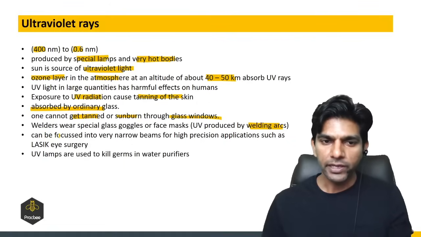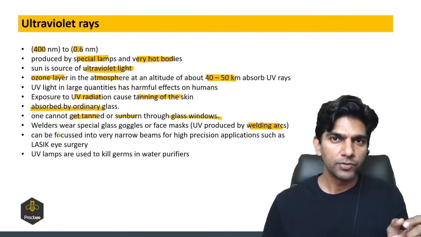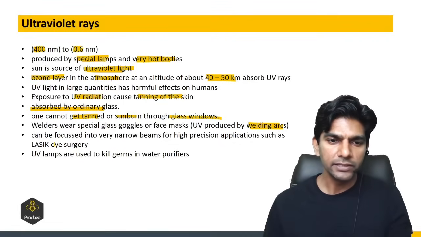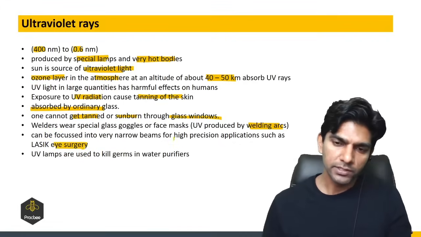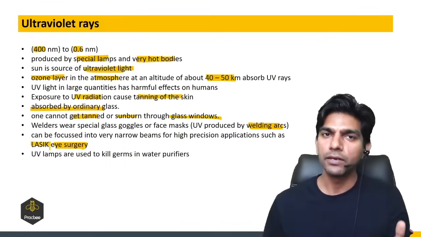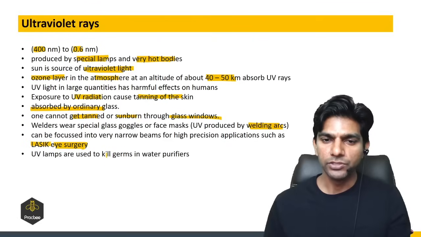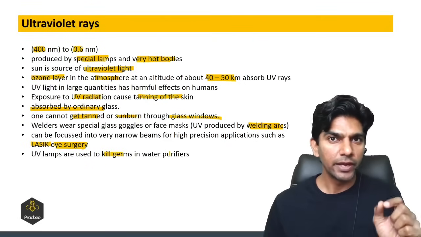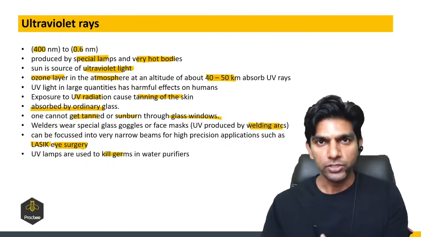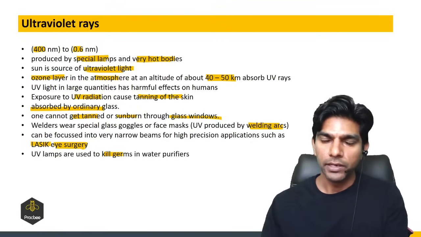Right, and a very important application of ultraviolet radiation is that, since their wavelength is less, they can be concentrated in a small region, and it is being used in eye surgery where high precision is required. So in LASIK eye surgery, we use ultraviolet rays. And we can also use UV lamps to kill germs in water purifiers. You must have seen some advertisements where they claim that they are using UV filters to kill germs. Right. So do remember these important facts about ultraviolet rays.